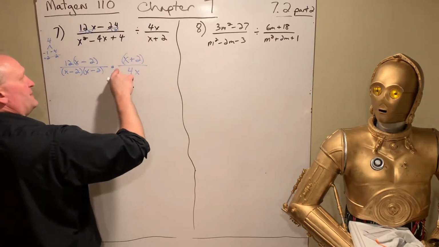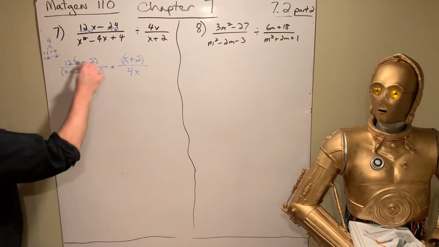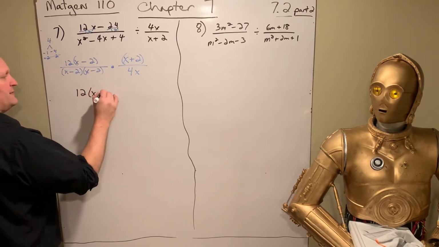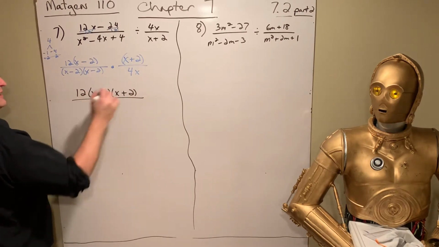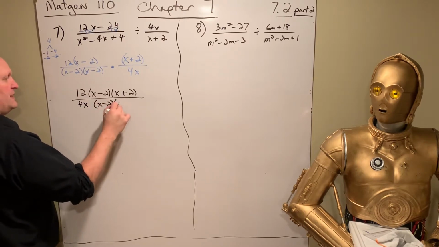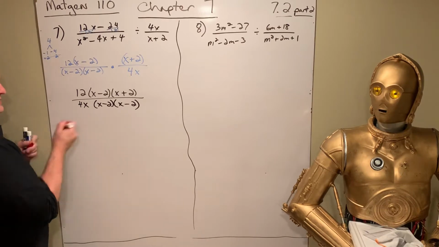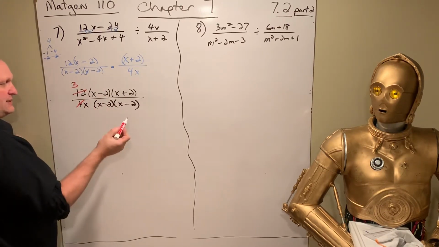We always multiply by the reciprocal. All right. And now, top times top, bottom times bottom. Numerator times numerator. We get 12, x minus 2, x plus 2. On the bottom, we get 4x, x minus 2, x minus 2. And now we cancel anything that can be canceled. So the 4 will go into 12 3 times. X is just going to stay.